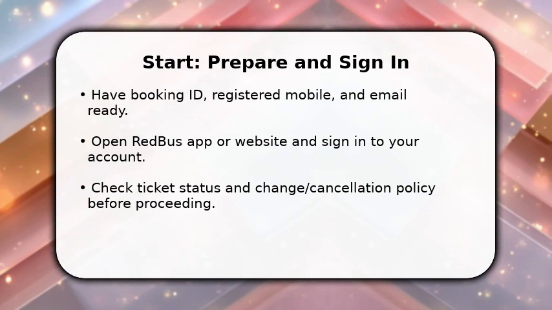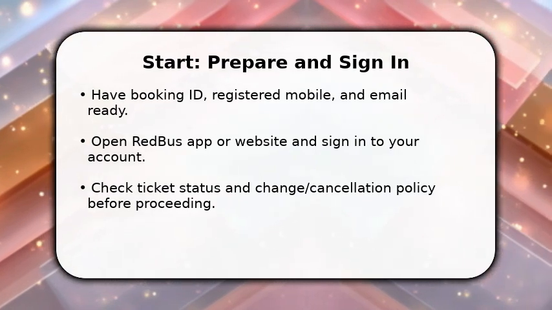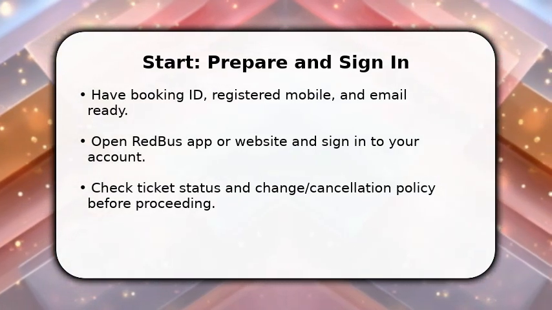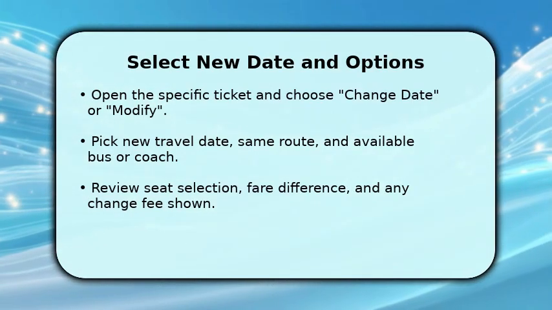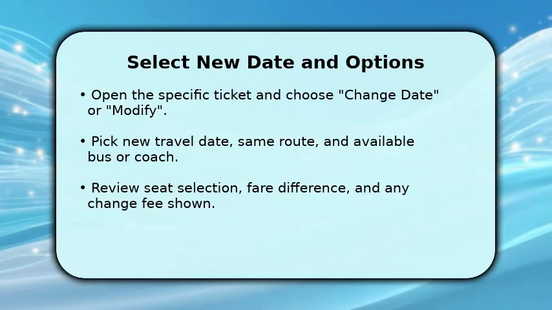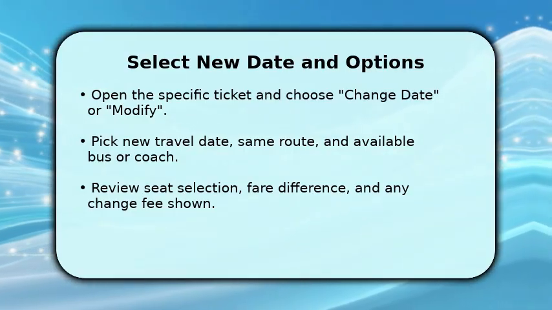You now tap the ticket's Modify option and select the new travel date directly in the calendar. After picking a date, choose the same route and then a bus that shows available seats. You may need to change seats if the original seat is taken.